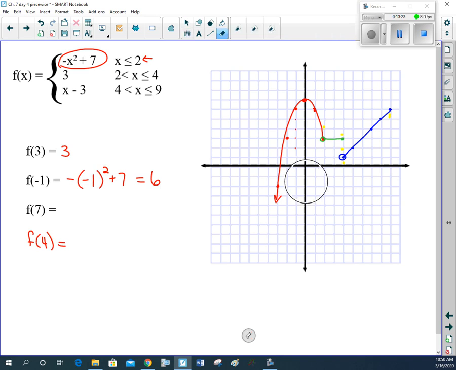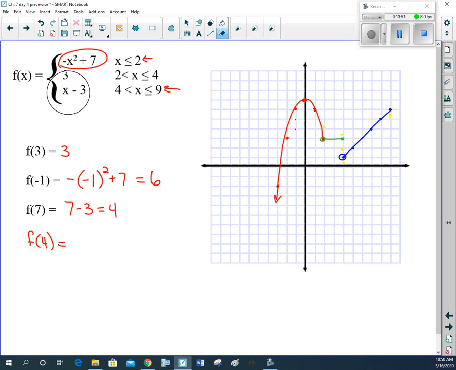Okay, next one is 7. f of 7. Well, 7 is definitely between 4 and 9, so I'm going to use this formula. So 7 minus 3 is 4. So I'm going to come over here to 7. 1, 2, 3, 4, 5, 6, 7. Count it up. 1, 2, 3, 4. It matches. Perfect.